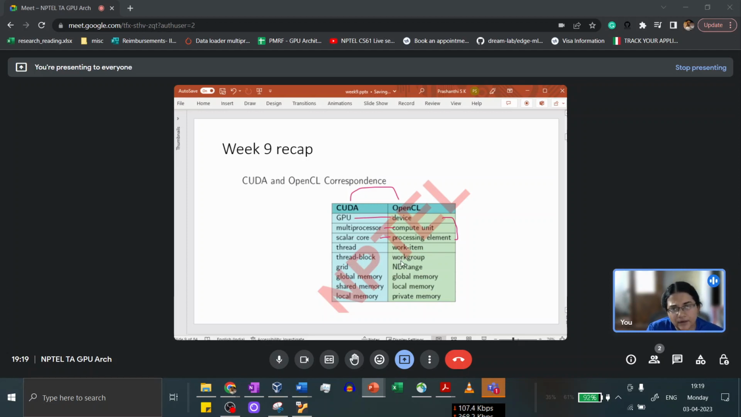And similarly, instead of thread, you have work item. Instead of thread block, you have work group. Instead of grid, you have ND range. And the different types of memory mapping go like this. Global is still called global, shared is called local, and local is called private. So this is just some change in terminology that you need to be aware of to answer questions, but the broad ideas remain the same. So focus on that when you are comparing the two.